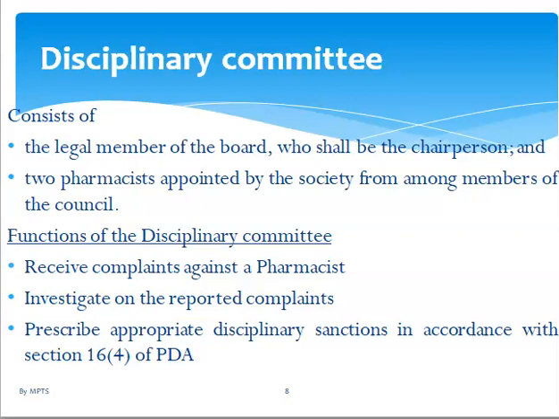The disciplinary committee consists of the legal member of the board, who is the chairperson, and 2 pharmacists appointed by the society from among the members of the council. Of course, the functions of the disciplinary committee are to receive complaints about the pharmacist, investigate and prescribe appropriate action, as in section 16.4.